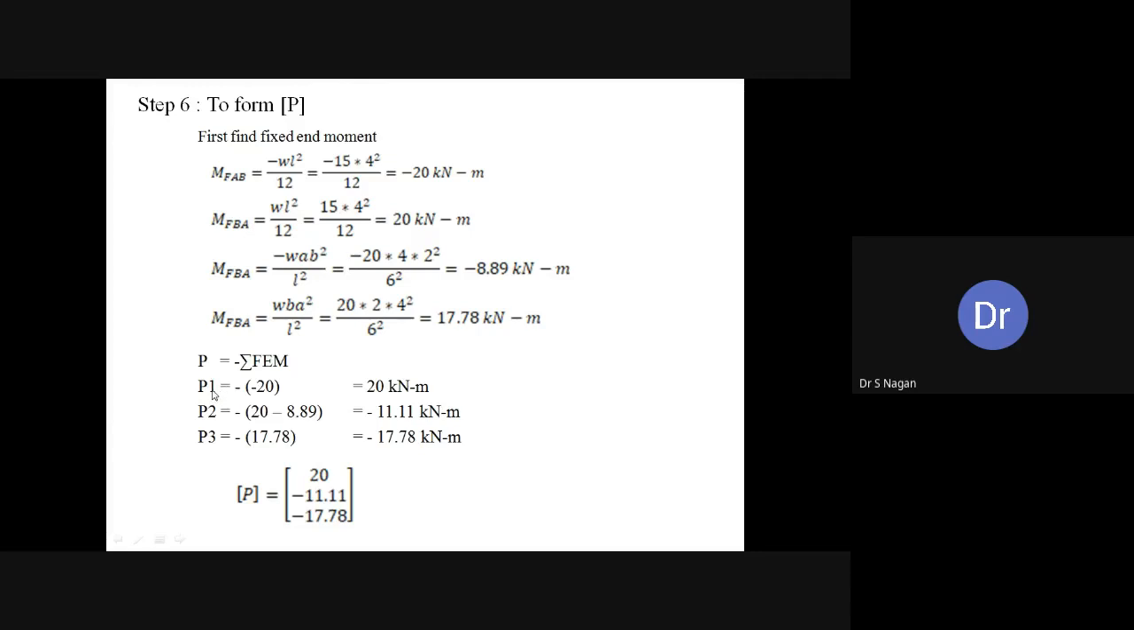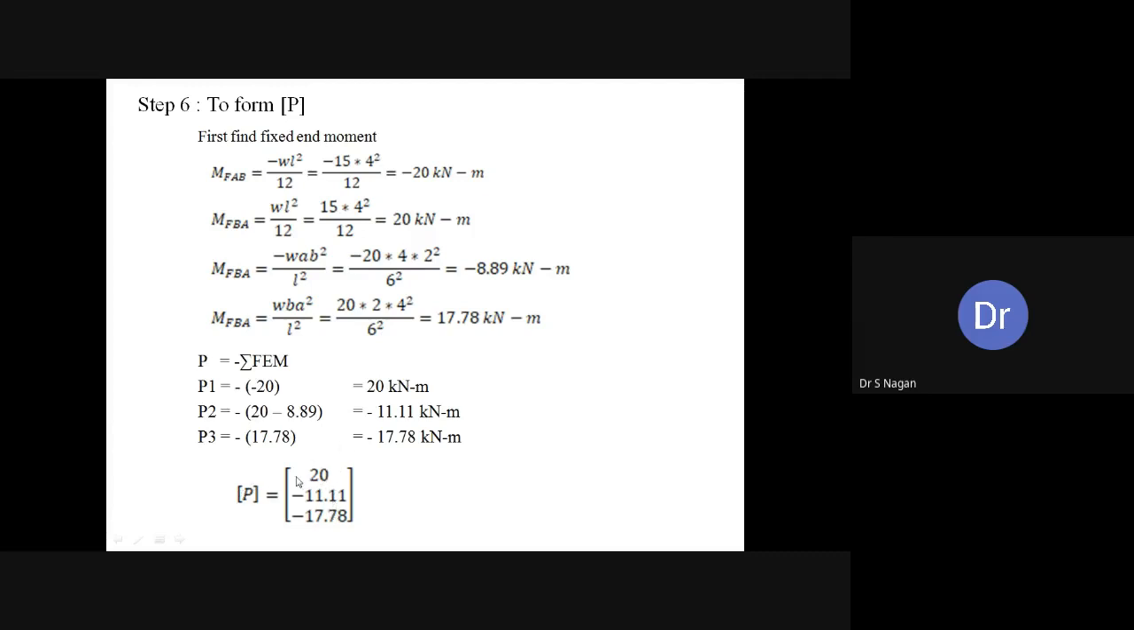Then P1 equals minus sum of fixed moments at A. At A we have minus 20, so minus of minus 20 will be plus 20. Then at B we have these two values, so minus of 20 minus 8.89. And at C we have this value alone, so minus 71. Therefore you get P1, P2, P3.